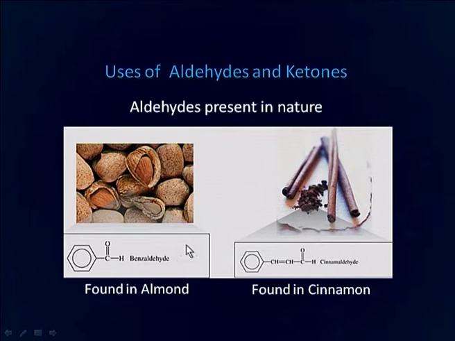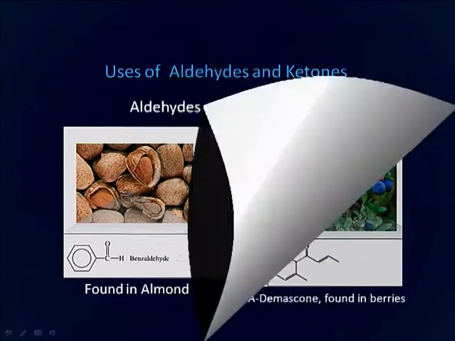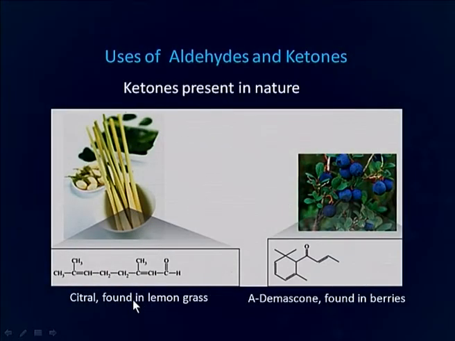Aldehydes are present in nature in almonds. It is benzaldehyde which is present in almond, and cinnamaldehyde is present in cinnamon. We have here citral, which is found in lemongrass. We have here damascenone, which is found in berries.